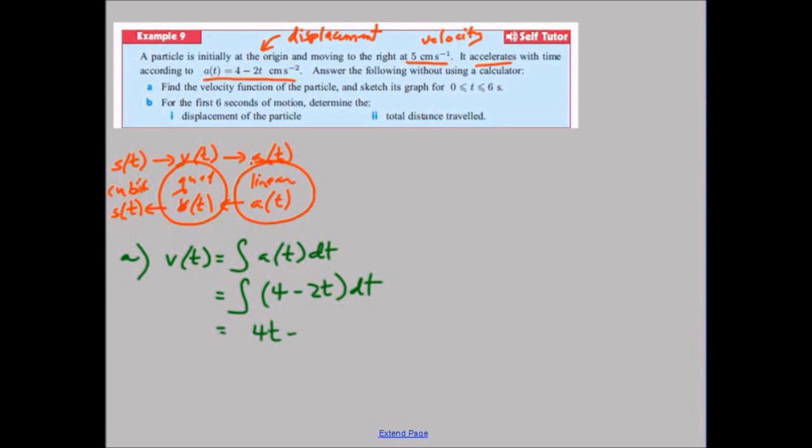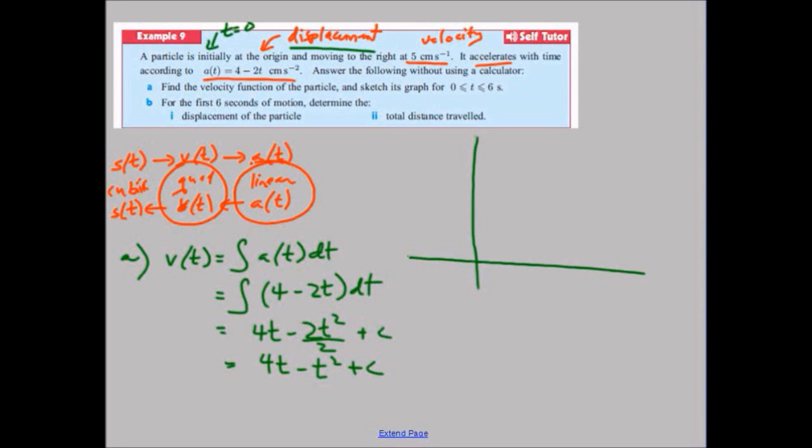So 4t subtract 2, t squared over 2. Whoops. It's not a definite integral, so I do not use that notation, plus c. 4t subtract t squared plus c. Okay, we need to sketch this graph now. But we need to calculate what the c value is so that we know how to sketch it. So this is v of t, and this is t. So this is the velocity function.